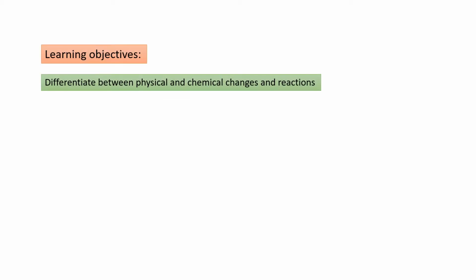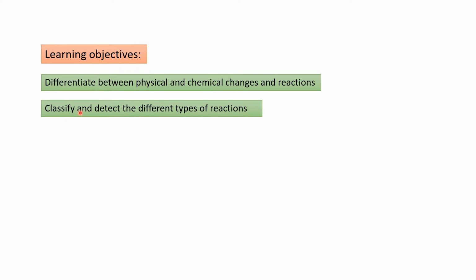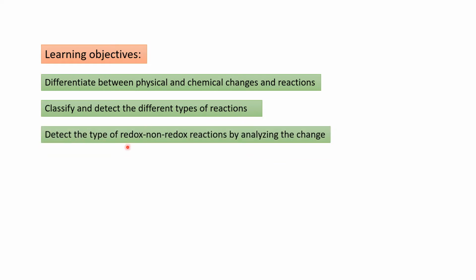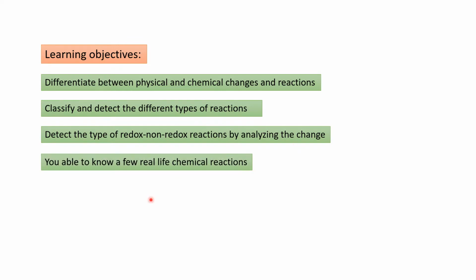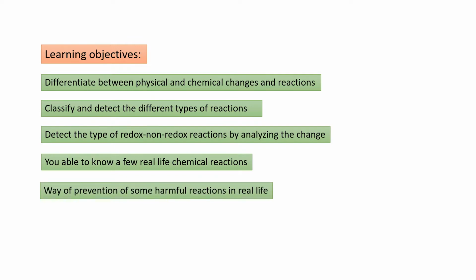First, we see the learning objective. By the end of the session, you will be able to differentiate between physical and chemical changes and reactions, classify and detect the different types of reactions, detect the type of redox and non-redox reactions by analyzing the change. You will be able to know a few real life chemical reactions, ways of prevention of some harmful reactions in real life, and special types of reactions.